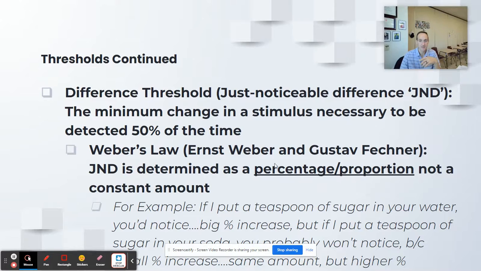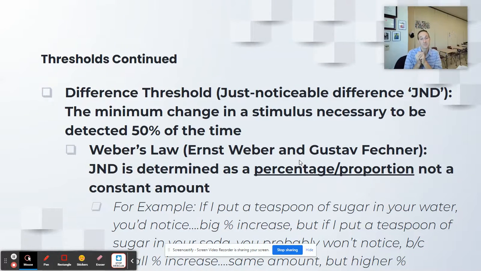This was something that was studied by Ernst Weber. It's Weber's law, I guess, technically. Also studied by his counterpart, Gustav Fechner, but Weber is the more important one. And what's happening with Weber's law is that the just noticeable difference, which is the amount of difference threshold that it takes to tell if a stimulus has changed, is based on a percentage or a proportion, not a constant amount. So I like to use this example.